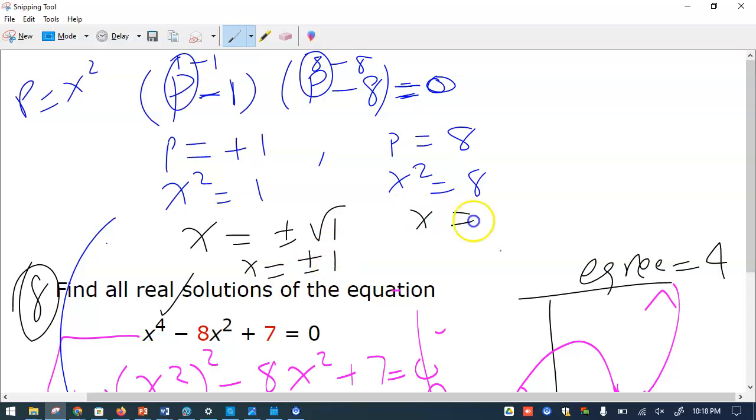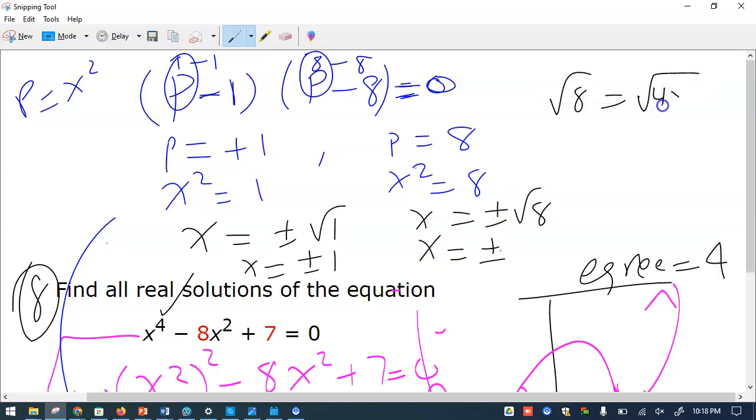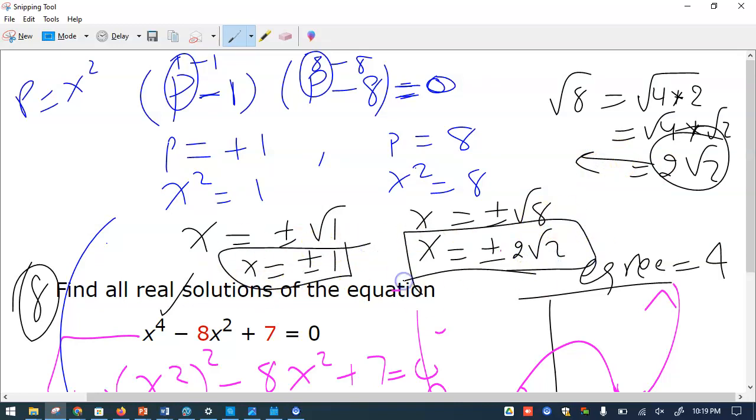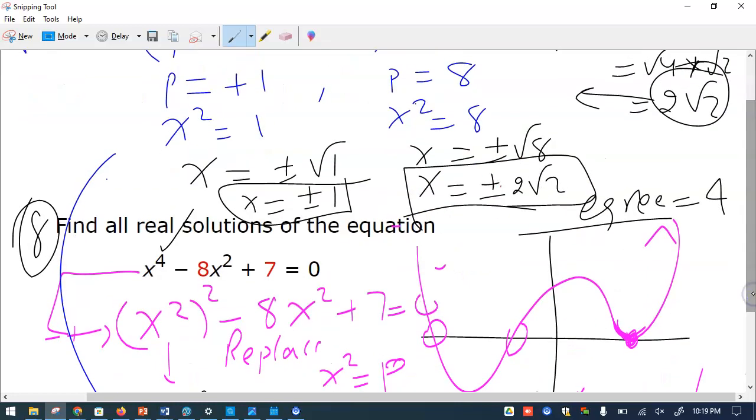And the other side you write plus minus square root of 8, which you can still reduce, because square root of 8 you can write as 4 times 2. And this means square root of 4 and square root of 2. And square root of 4 is 2, so 2 root 2. Because they expect you to have the exact value, so this is 2 root 2. So here you have two answers, and here you have another two answers. Together, four answers.